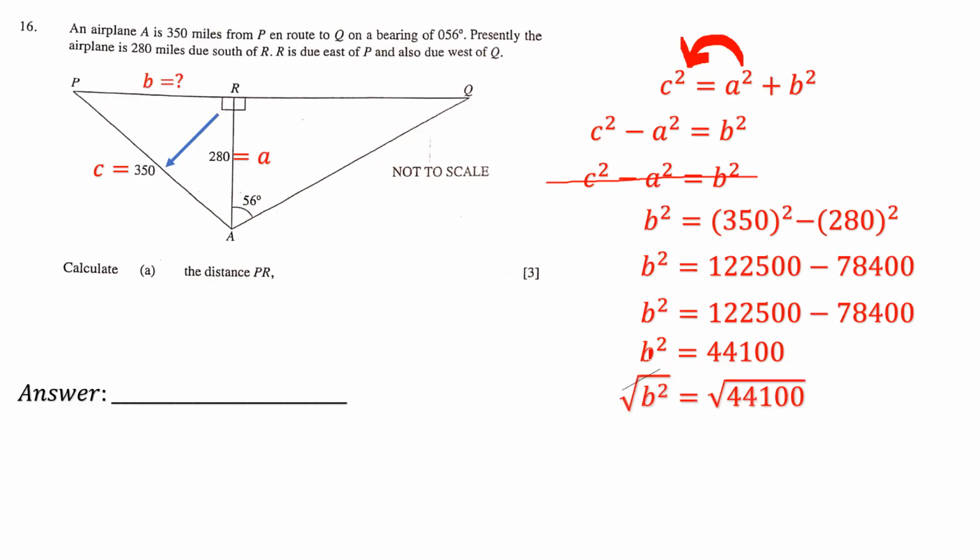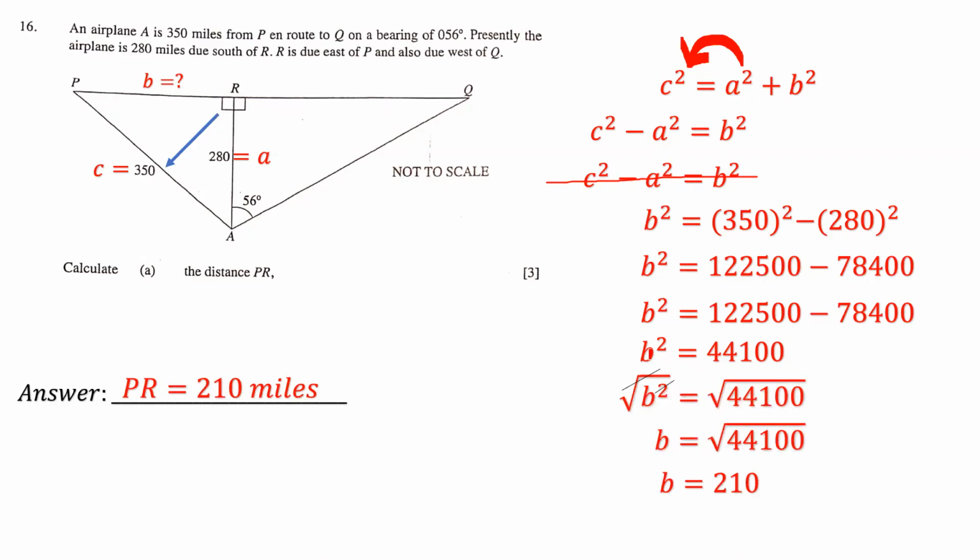So if we take the square root of both sides, the square root cancels with the square, so we're left with b is equal to the square root of 44,100. And so we're left with b is equal to 210. And so that means that the distance PR is actually equal to 210 miles.